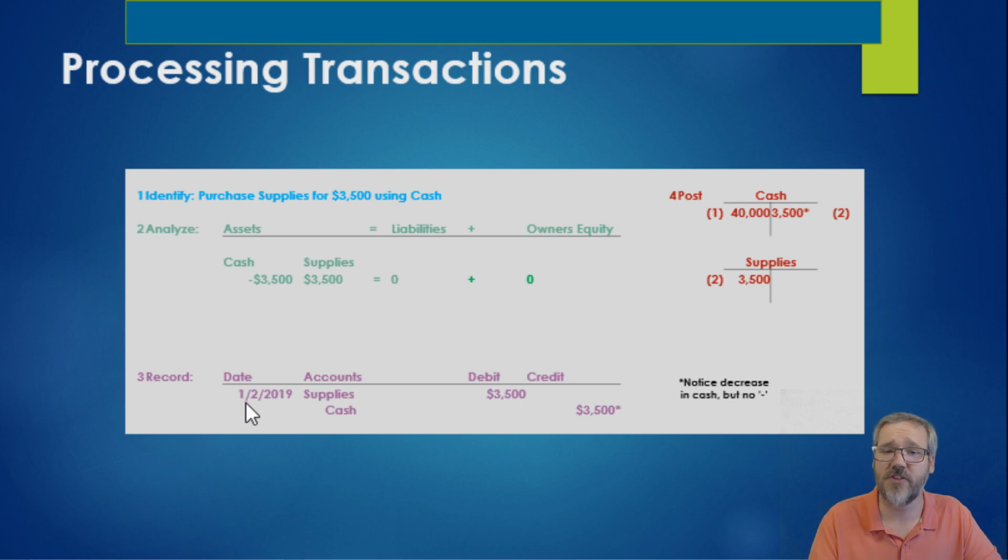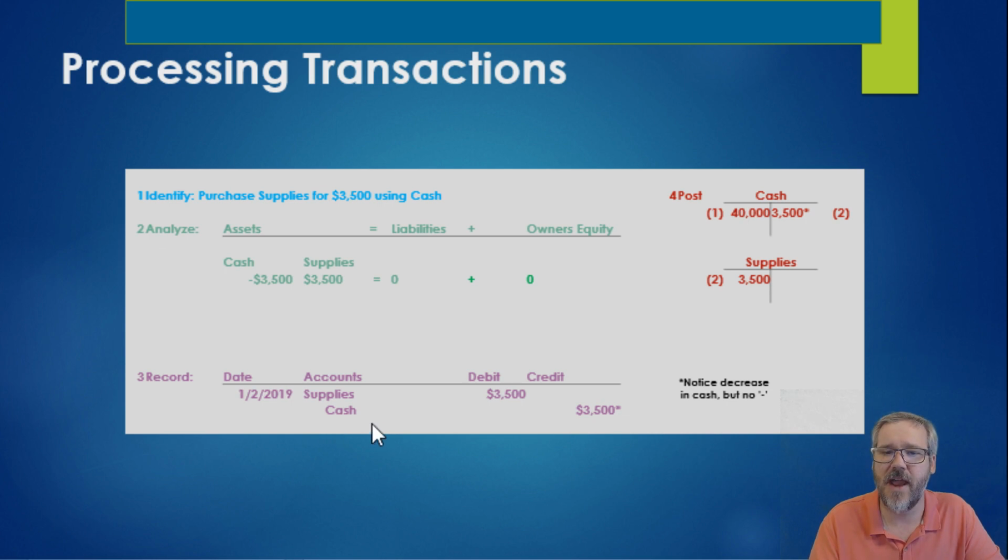When we look at recording this transaction, again, I've got my date. I'm using January 2nd, so we have this reference number. But again, you can see here how I've got supplies first, because it is a debit entry to increase the asset supplies. I'm increasing the asset by $3,500. This asset account, supplies, is going to increase by $3,500. The supplies account now has $3,500 in it, and there it will stay until I recognize the use of those supplies, and we'll see that a little bit later.